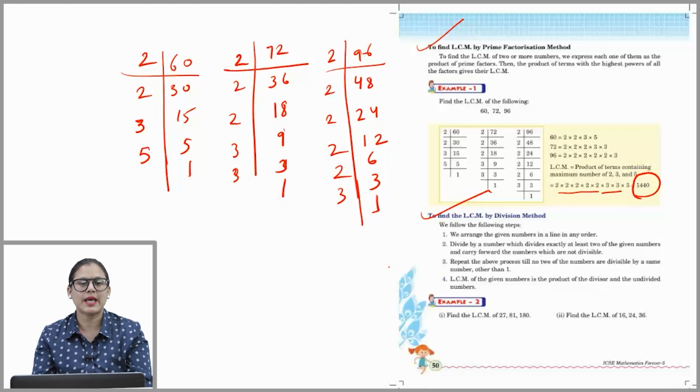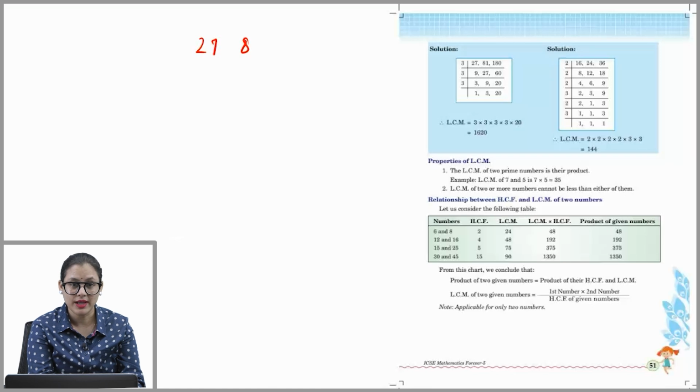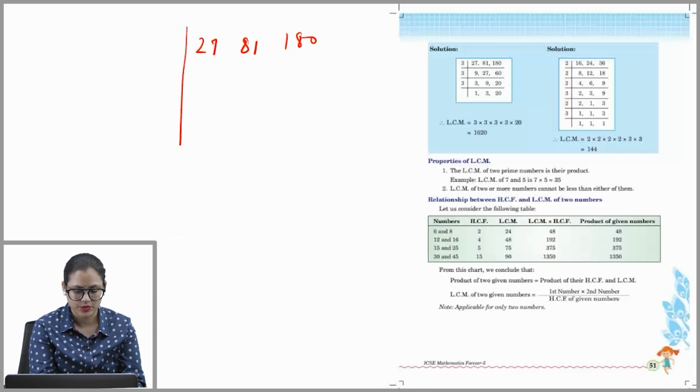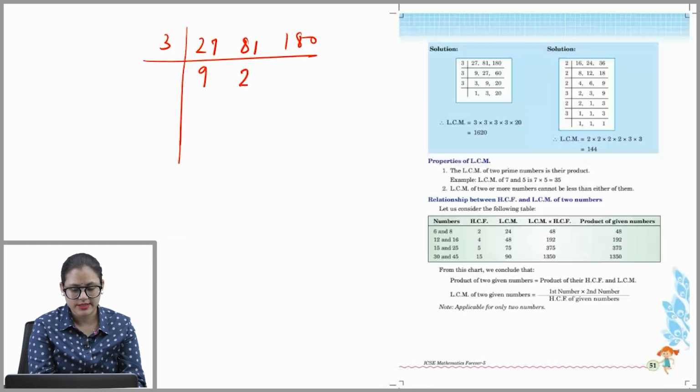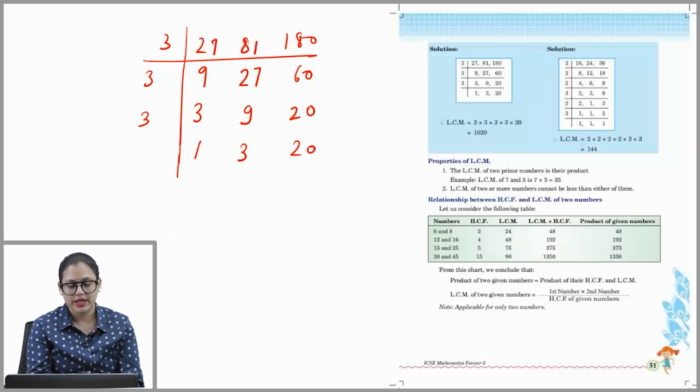Okay, now let's do example 2. Find the LCM of 27, 81 and 180. We have 27, 81 and 180. Okay, so first we'll divide by 3. 3 9s are 27, 3 27s are 81, 3 60s are 180. Then again 3 3s are 9, 3 9s are 27 and 3 20s are 60. Now 3 1s are 3, 3 3s are 9 and 20 we will write as it is.